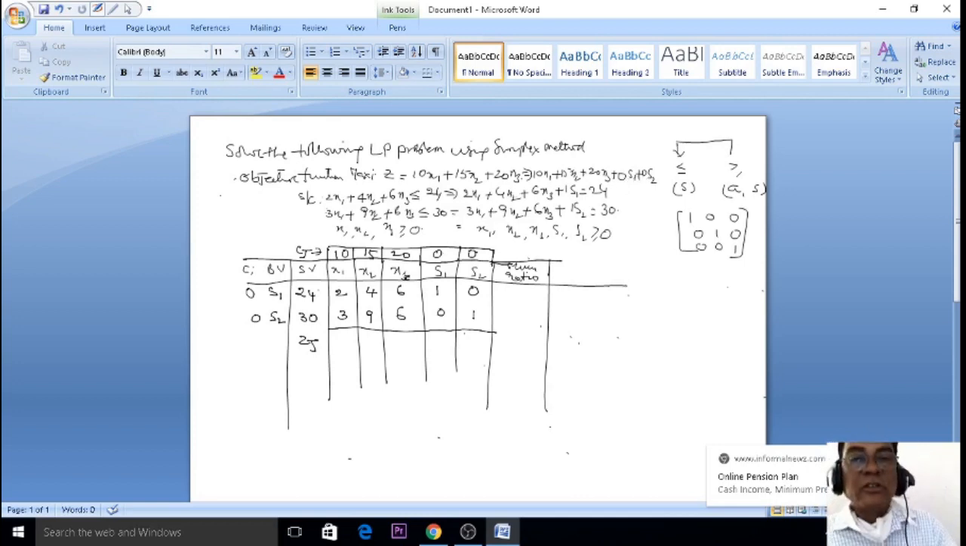Once that part is completed, next draw the simplex table. The simplex table is fixed: CI, BV means basic variable, solution values. The equation contains only three variables, x1, x2, x3, so write down x1, x2, x3, then s1 and s2. Next, write down the coefficients: 2, 4, 6, 1, there is no s2. The second equation: 3, 9, 6, 0, 1.